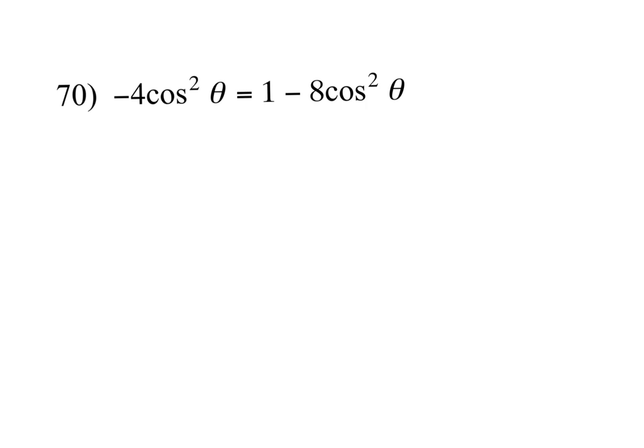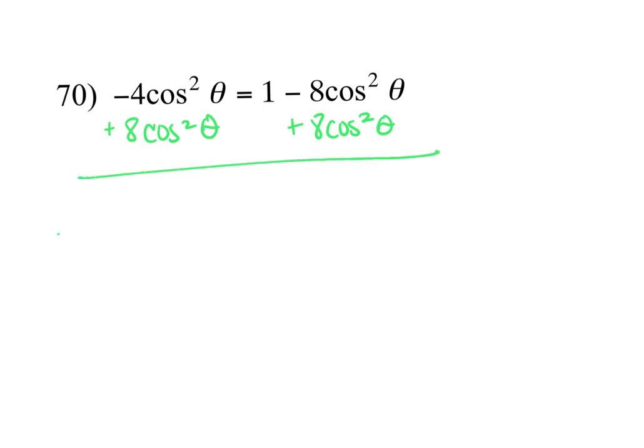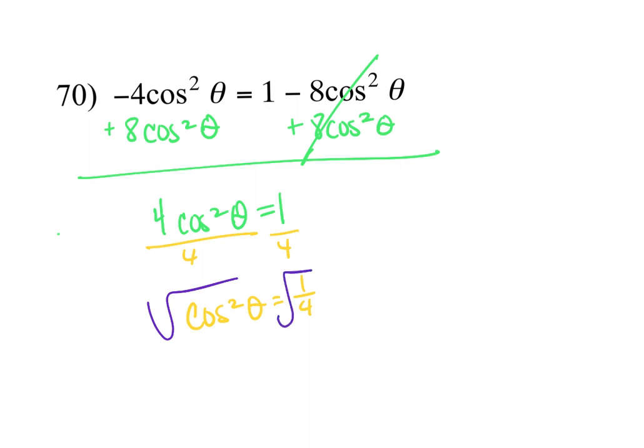I am going to get the trig by itself. So I'm just going to add this 8 cosine squared of theta to both sides, just like an equation. That cancels. I have a 1 over here. Negative 4 plus 8 is positive 4. Makes sense? Divide both sides by 4. Cosine squared equals 1/4, right? Take your square root. So cosine is positive and negative 1/2, right? Square root of 1, square root of 4.